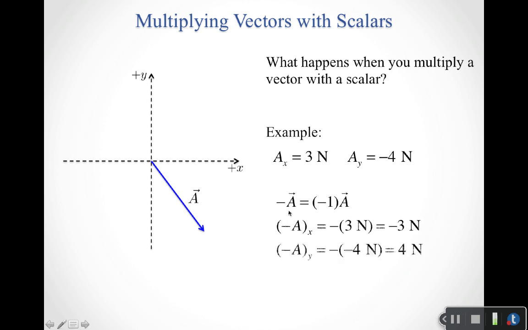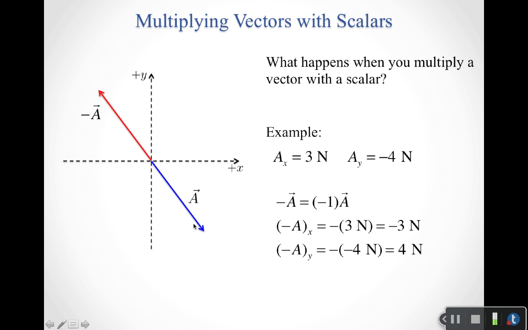And then if what I'm interested in is, let's say, negative A, you can notice that this is taking the vector A and multiplying it by negative 1. So here's my scalar. I've got the vector A multiplied by a scalar, in this case negative 1. Well, the x component of negative A is going to be negative times the 3 newtons, which is negative 3 newtons. The y component of negative A is going to be negative times negative 4 newtons, which gives me positive 4 newtons. So vector A points down here in the fourth quadrant, but minus A actually points up here in the second. So they point in opposite directions.